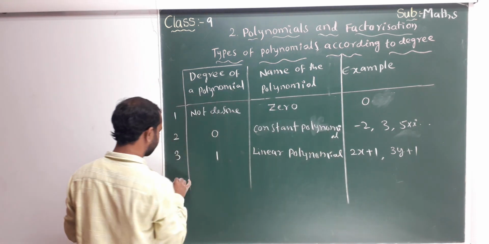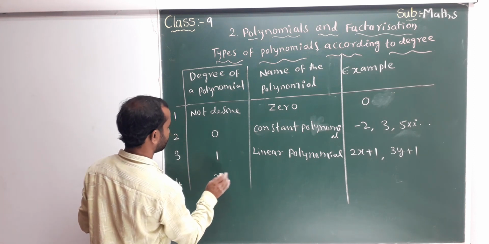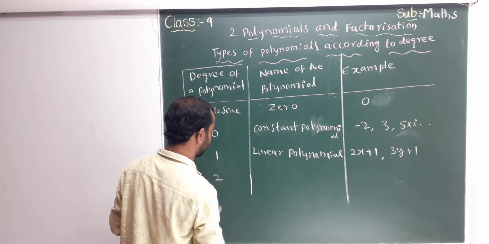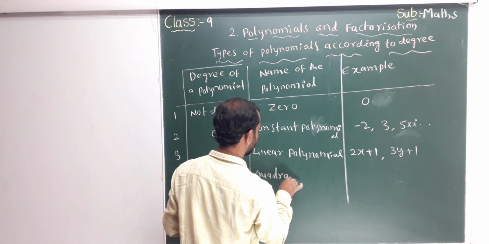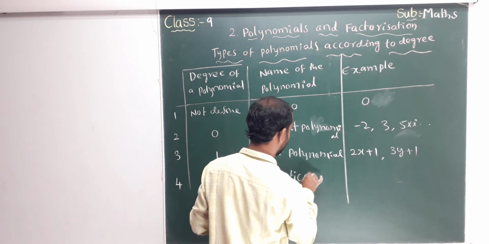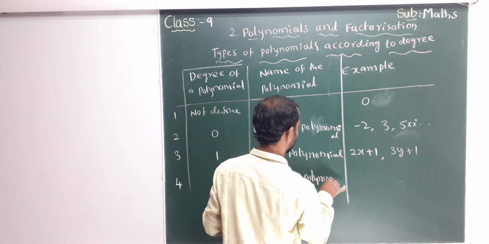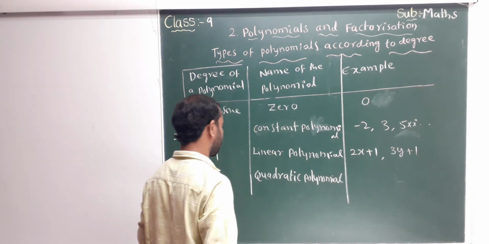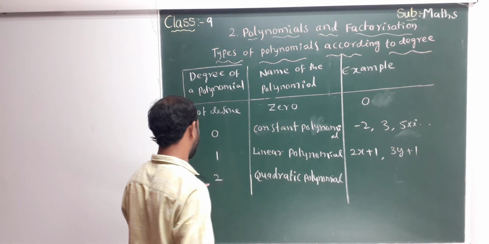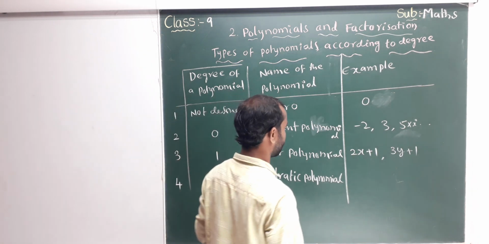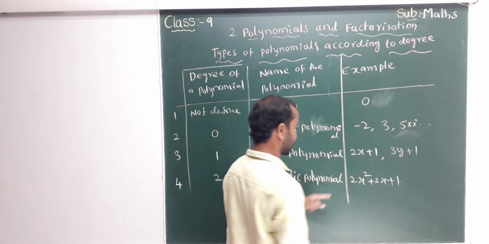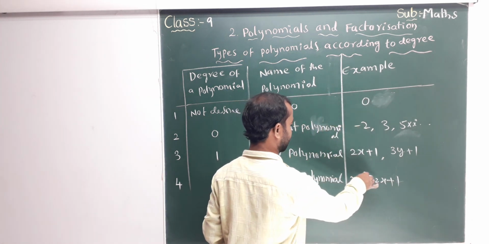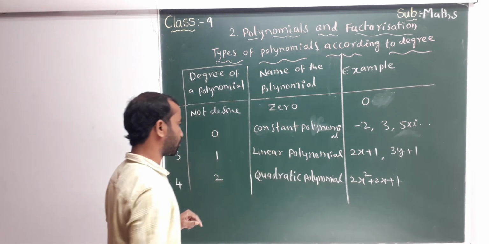Next, the fourth one: if the power is 2 or the degree is 2, then that is called a quadratic polynomial. For example, 2x square plus 2x plus 1. Here the power is 2, the highest degree is 2, so this is a quadratic polynomial.